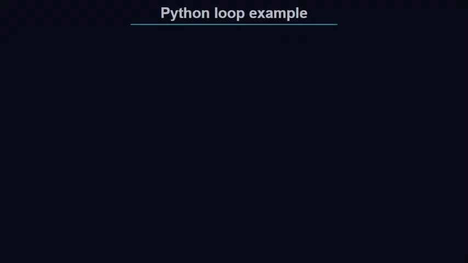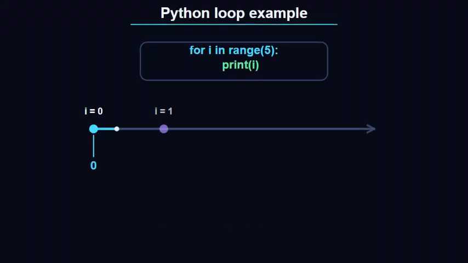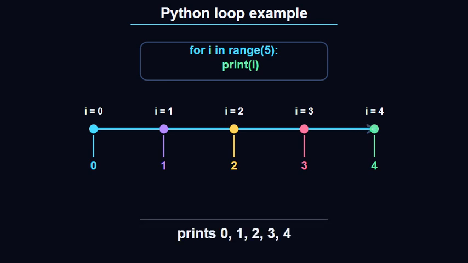First, the loop is written with range 5. Range 5 supplies the whole numbers from 0 through 4. The loop begins at 0 and prints the current value. Each new iteration increases I by 1, producing the next output. When I reaches 5, the loop stops after printing 0, 1, 2, 3, and 4.